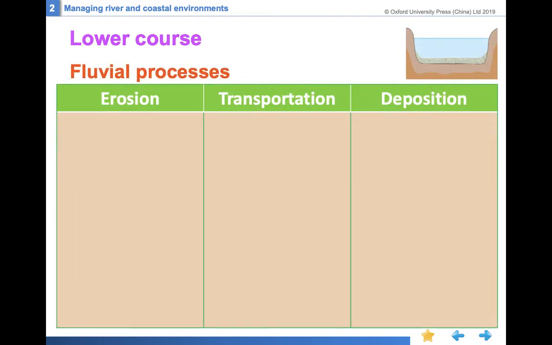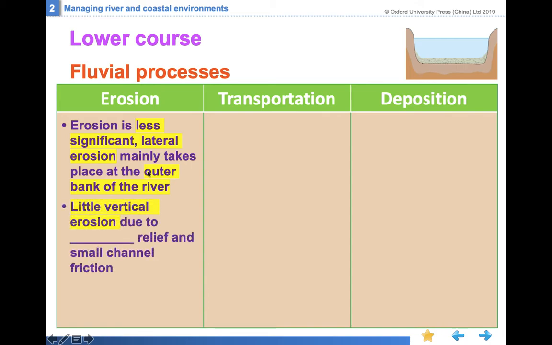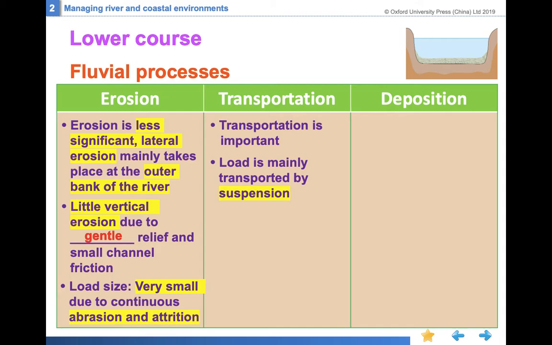For the fluvial process here, erosion is not that significant, but you could find lateral erosion at the outer bank of the river. Little vertical erosion because it is very gentle and no potential energy could be found. As I mentioned in the previous slide, the load size is very small due to continuous abrasion and attrition all the way downstream. So the load will become very, very small in the lower course of the river. Transportation is still important, and most of the load is transported by suspension due to the small size.